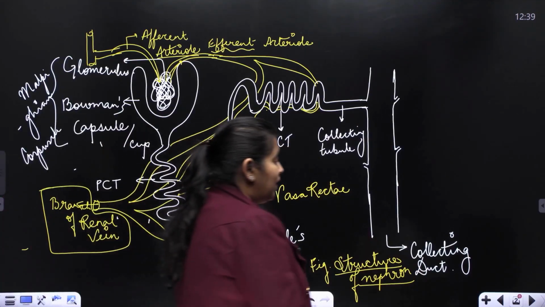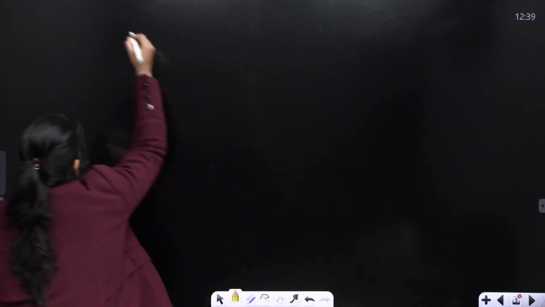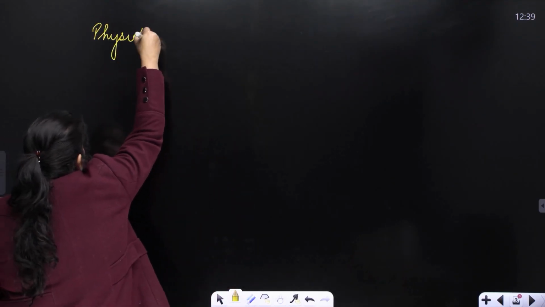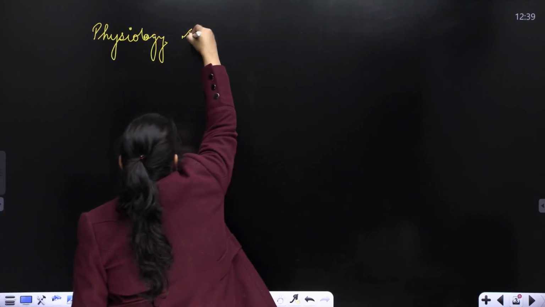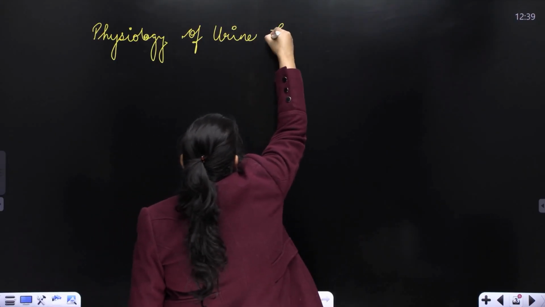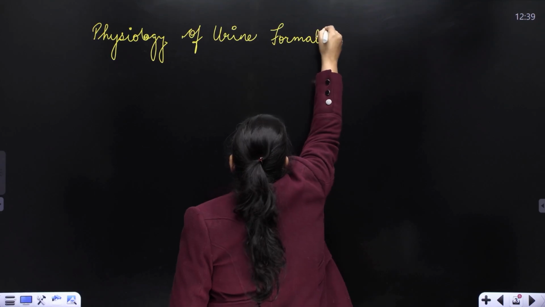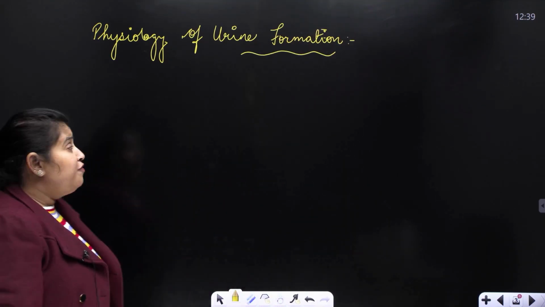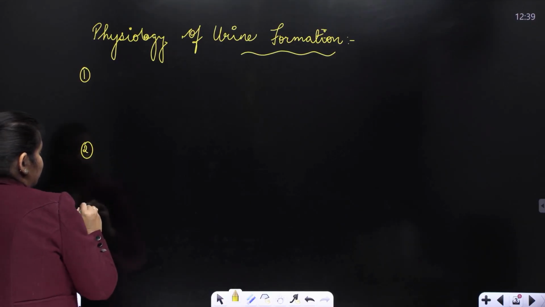Now let's talk about the functioning part, how the functioning takes place, which is the physiology of urine formation. The physiology of urine formation. Urine formation takes place in three main steps.